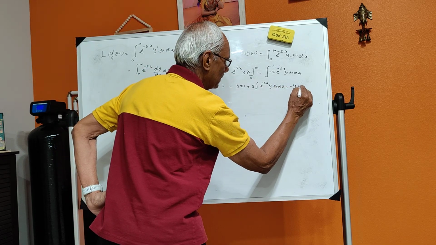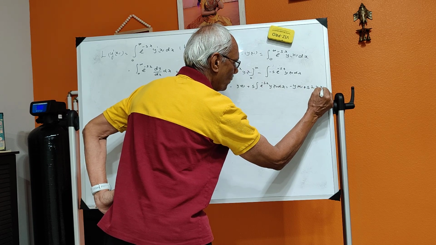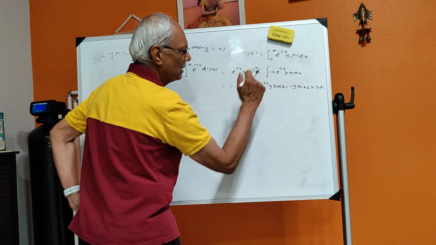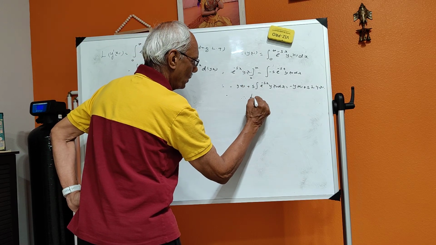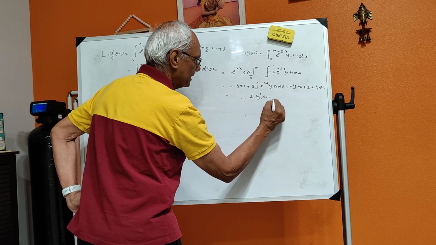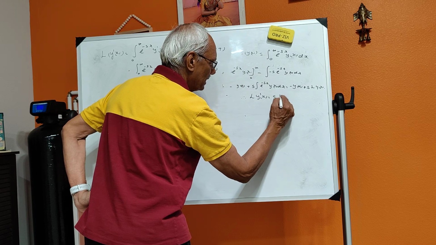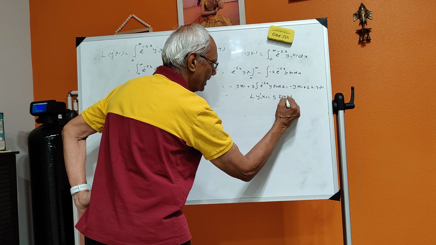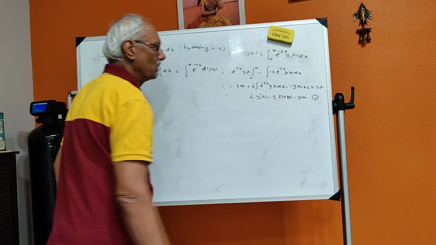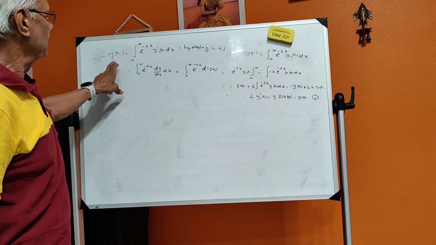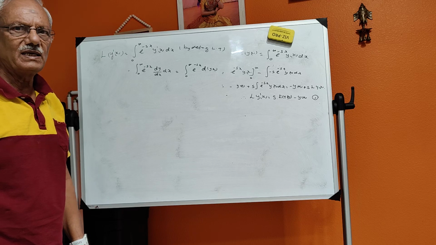This is nothing but minus y of 0 plus s into L of y of x, since L of y of x is equal to this value. Therefore L of y dash of x is equal to s into L of y of x minus y of 0. Call this equation 2. So I am able to get the Laplace transform of the first derivative.